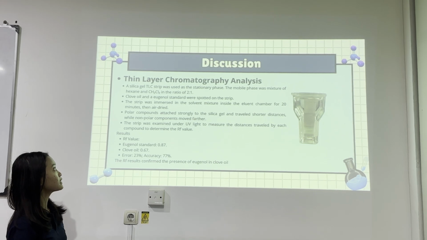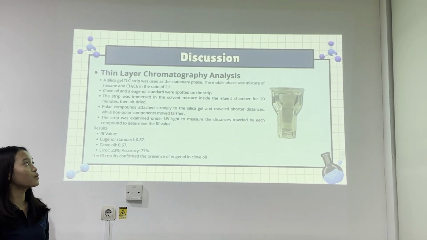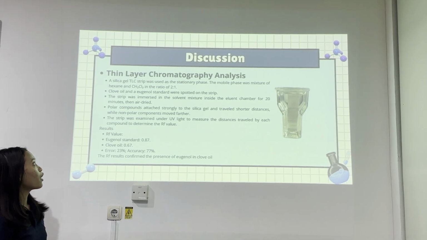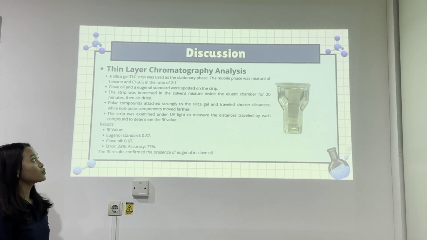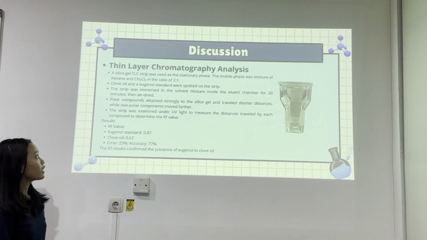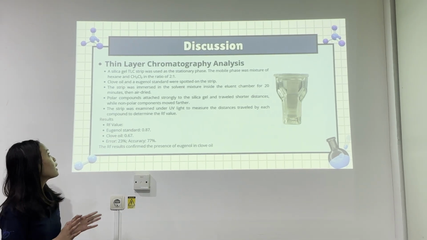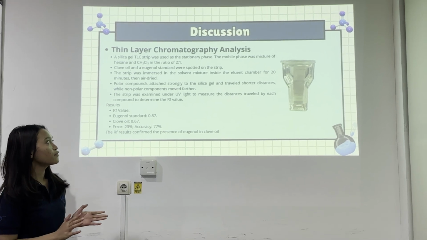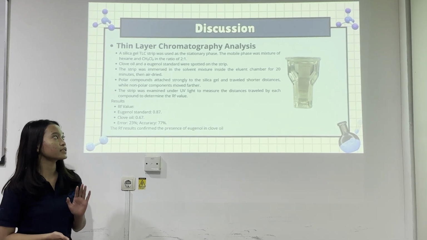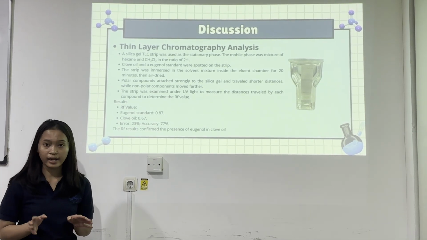And the last, thin layer chromatography analysis. A silica gel TLC strip was used as the stationary phase. The mobile phase was a mixture of hexane and dichloromethane in the ratio of 2:1. Clove oil and eugenol standard were spotted on the strip, and the strip was immersed in the solvent mixture inside the eluent chamber for 20 minutes, then air dried.